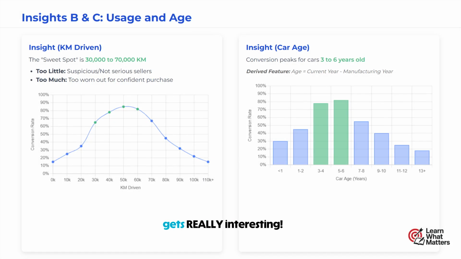Now here's where it gets really interesting. 2 more insights. Wait for it, there's a sweet spot that nobody talks about. First, kilometers driven. Too low? People think you're not serious. Too high? The car's too beat up. But that 30,000 to 70,000 range? Perfect. Second insight, car age. The best conversion rates, 3 to 6 years old. Not brand new, not super old. Right in that Goldilocks zone. Fun fact. This same principle applies to selling laptops, phones, even furniture. There's always a sweet spot.